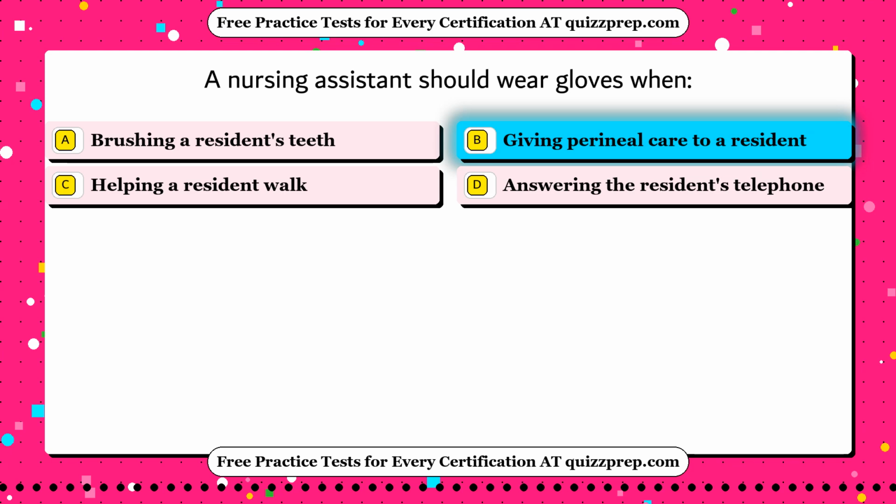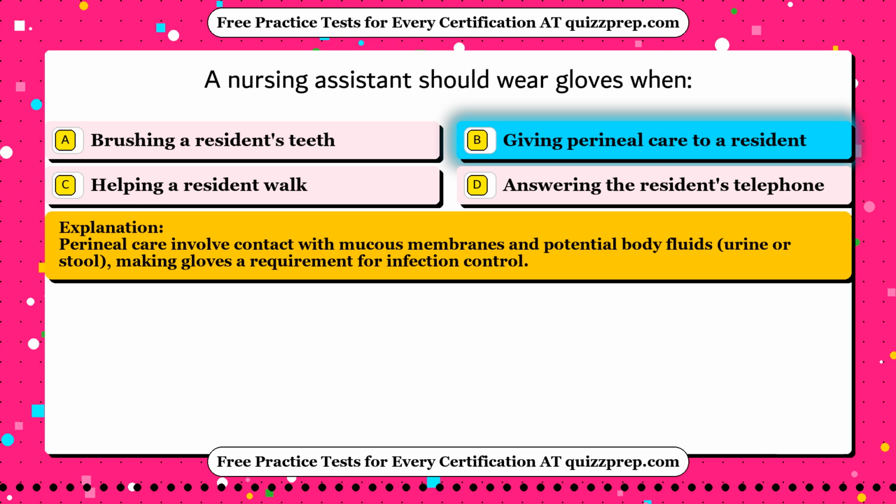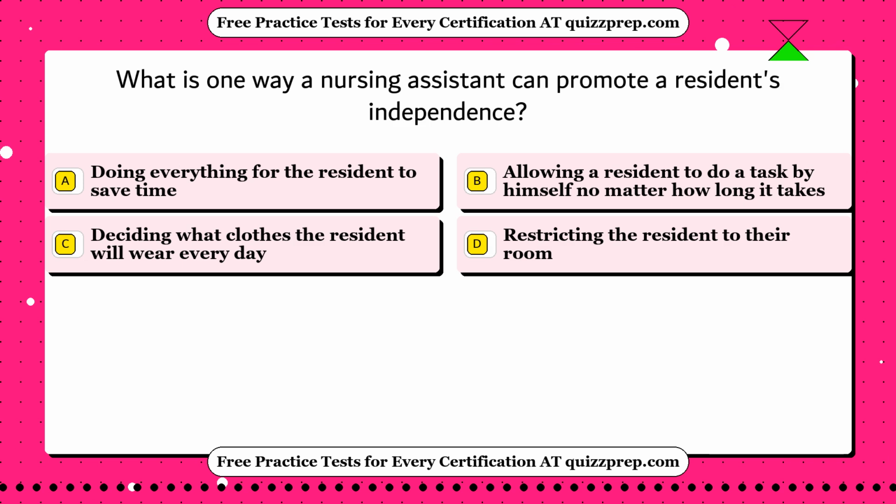The correct answer is option B, giving perineal care to a resident. Perineal care involves contact with mucous membranes and potential body fluids, urine or stool, making gloves a requirement for infection control. Question 31. What is one way a nursing assistant can promote a resident's independence?